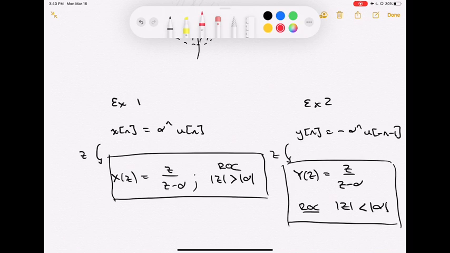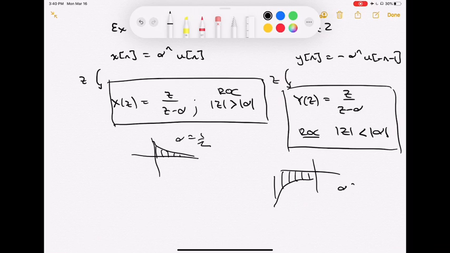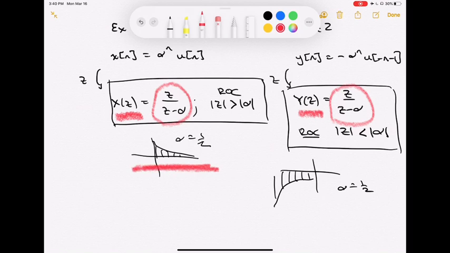Let's do a very quick comparison of these guys. We could draw this out again very quickly. If you remember, this first one was a causal decaying exponential, where alpha was something like 1/2. This other one was this sort of weird growing anti-causal signal, also with alpha equaling 1/2. In this particular case, what do we get? We see that X of z and Y of z are precisely the same thing. If we just said a transform was equal to z by z minus alpha, we wouldn't know if it looked like this decaying causal exponential or this growing anti-causal exponential.